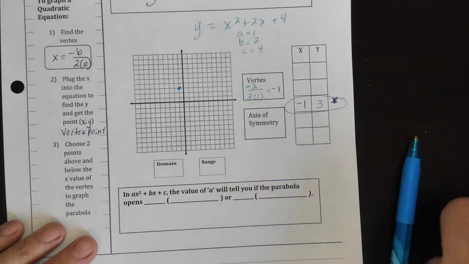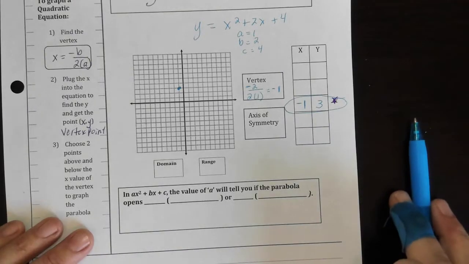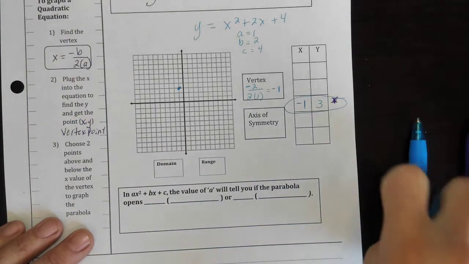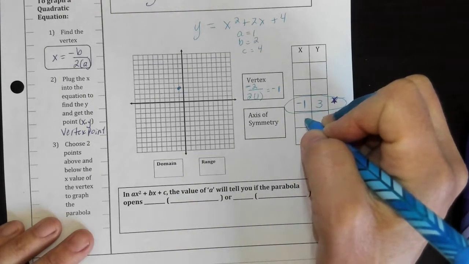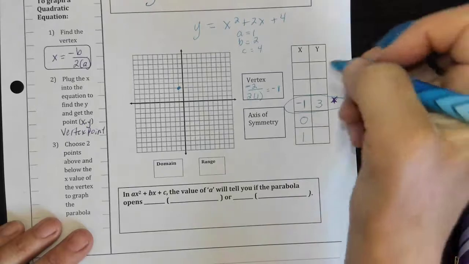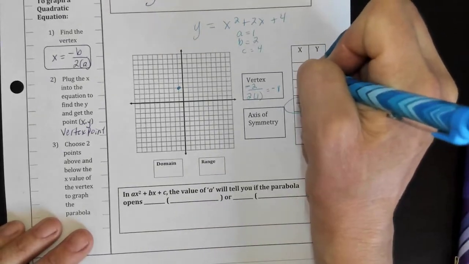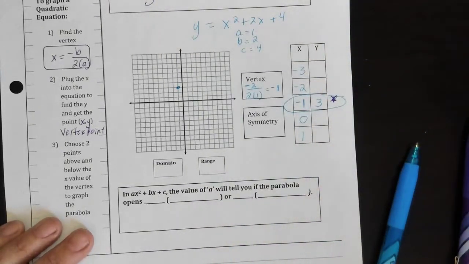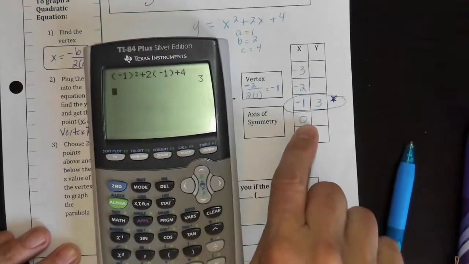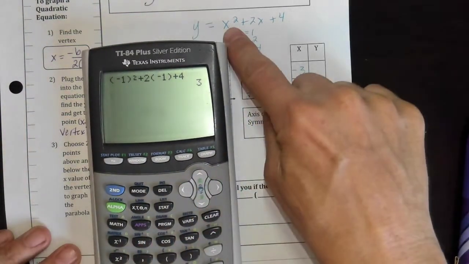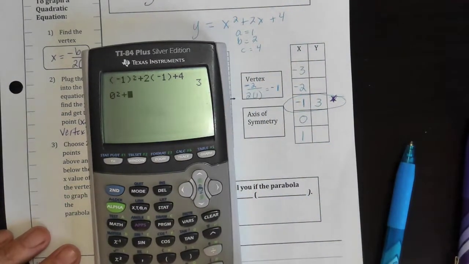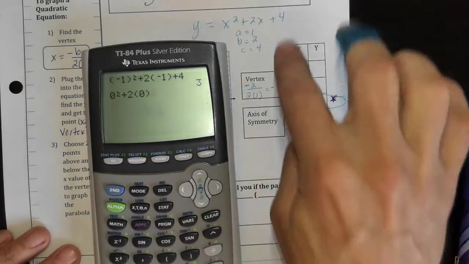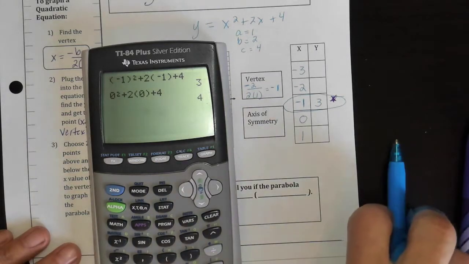Now, we have to find a few things above and below this negative 1. I'm going to go with values that are bigger because that's just easier. I'm going to put a 0 here and a 1 here, a negative 2 and a negative 3 here. I'm going to go with 0, that's an easy one to work with. So if I put 0 squared plus 2 times 0 plus 4, I get 4.